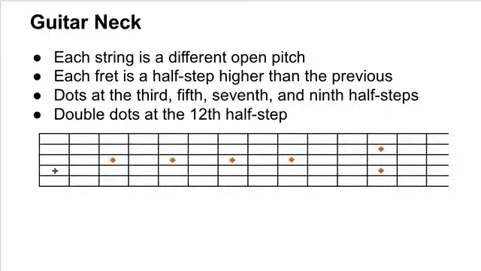So if the lowest string is the E, 1 fret up would be F, F sharp, G, G sharp, A, A sharp, B, C, C sharp, D, D sharp, and then back to E. So we started on E. The 12th fret is the same note, just an octave higher.